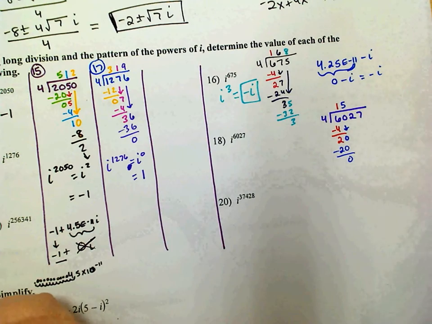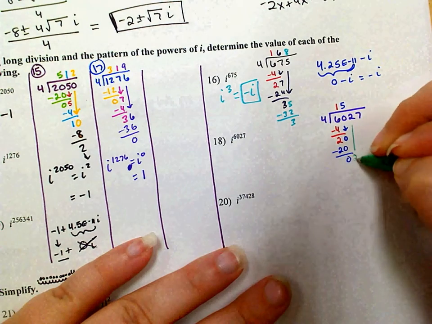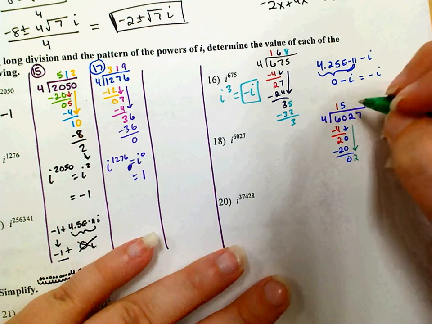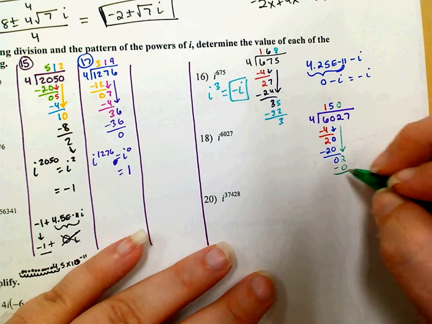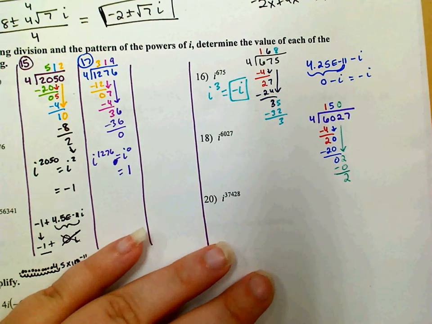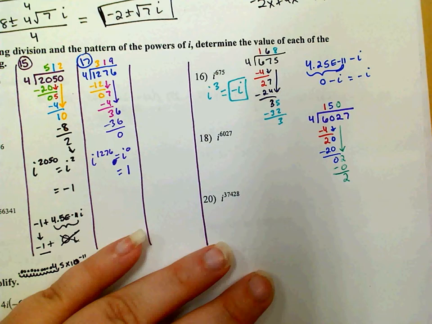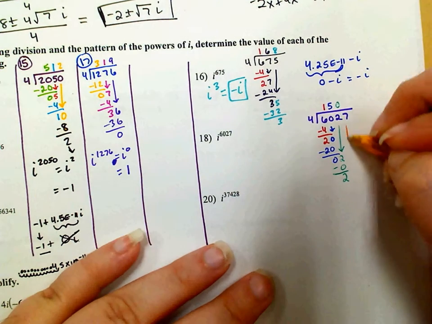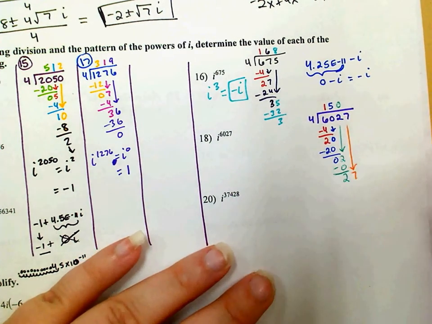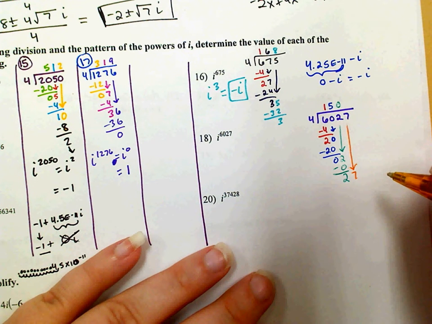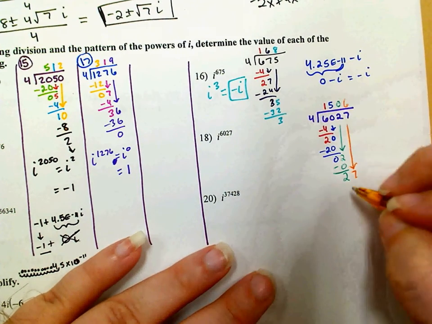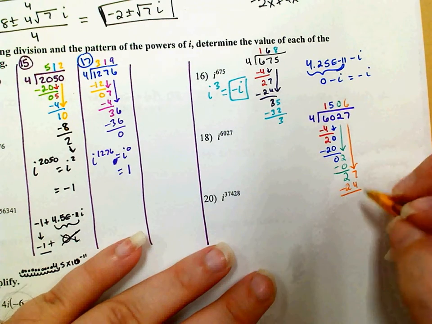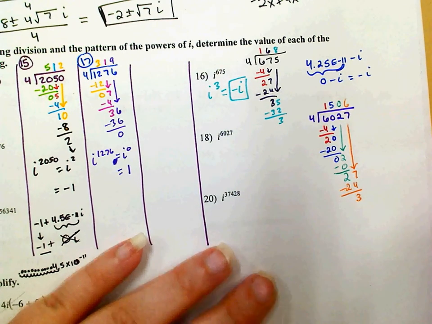Bring down the 2. Now, 4 does not go into 2, so I have to put a 0 there. Go ahead and multiply. 4 times 0 is 0. Subtract, bring down the 2 again, or it simplifies down to 2. And then I bring down the 7. Okay, 4 goes into 27. I feel like I already did this. Oh, yeah, I did, right here. But anyway, 6. 4 times 6 is 24. And so then I simplify and I get 3.